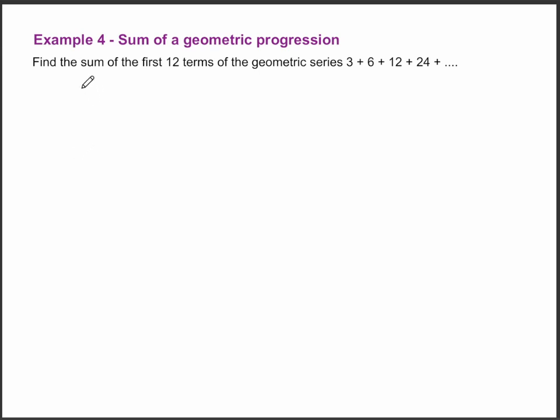Now, let's use it a few times. Find the sum of the first 12 terms. So we want to find S12. And for that, we need to do a times 1 minus r power 12 over 1 minus r. So we need our first term, which in this case is 3. And we need our r, which in this case we can find. To get from the first term to the next, we will multiply by 2. And then next to the third, multiply by 2 and so on. Therefore, our r equals 2.